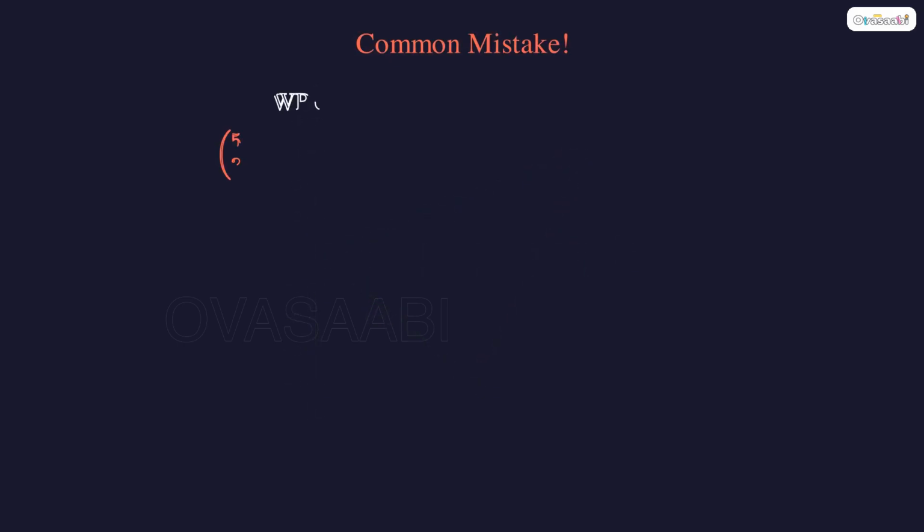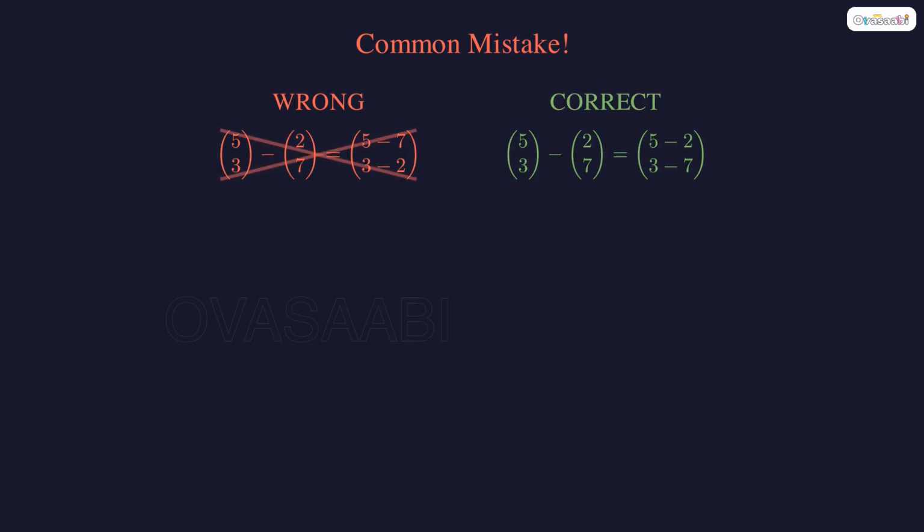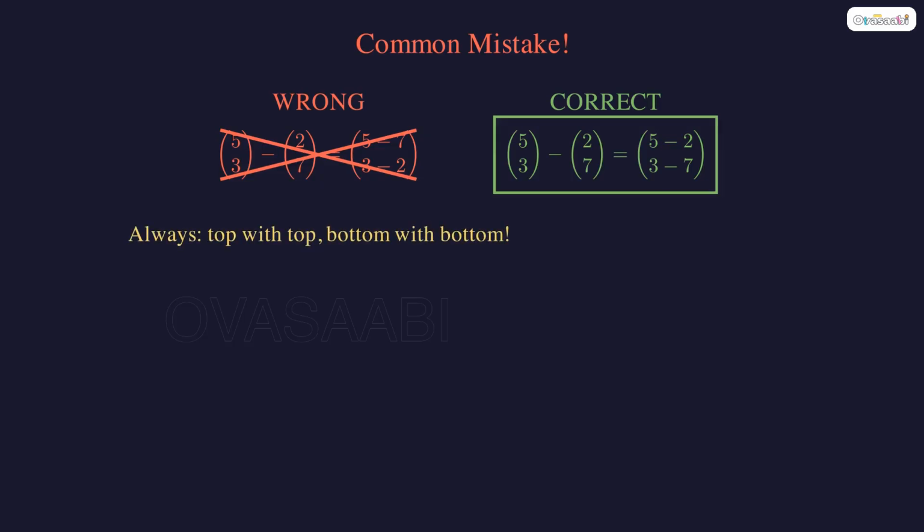Common mistake. Students mix up the rows, subtracting top from bottom of different vectors. Always subtract top with top, bottom with bottom. Keep each row separate.